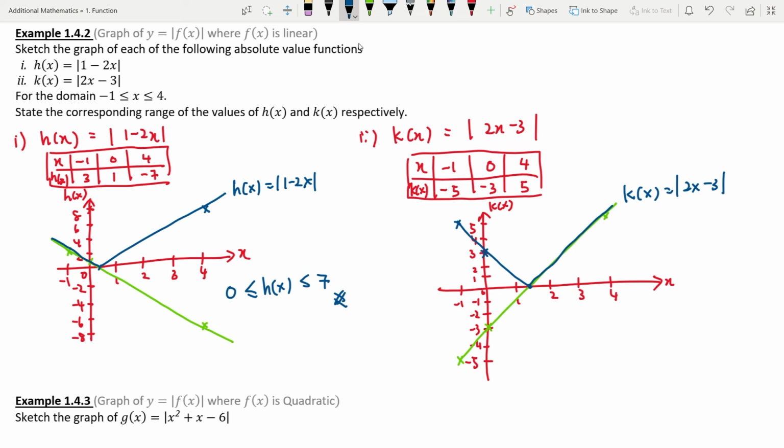And the range for k(x) will be k(x) between 0 and 5, because 0 is the smallest k(x) value and the biggest value is 5 for the range of x between -1 and 4.